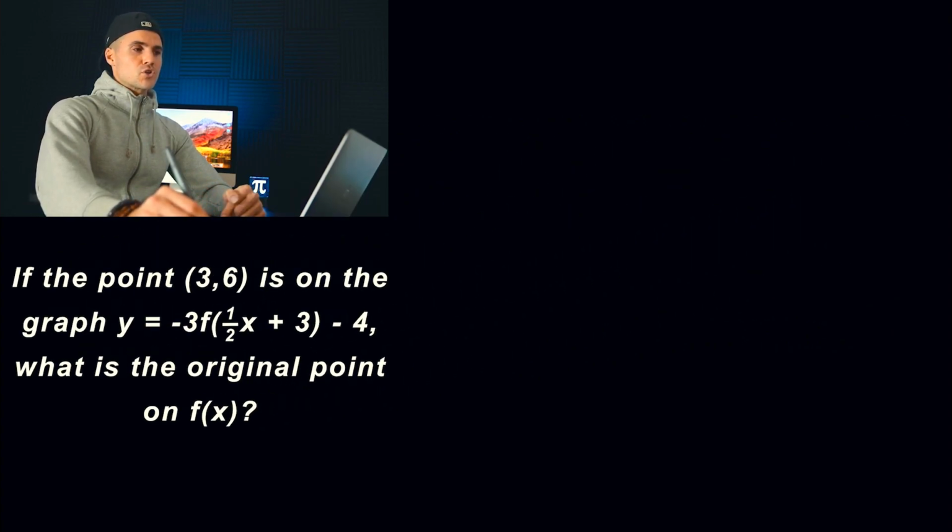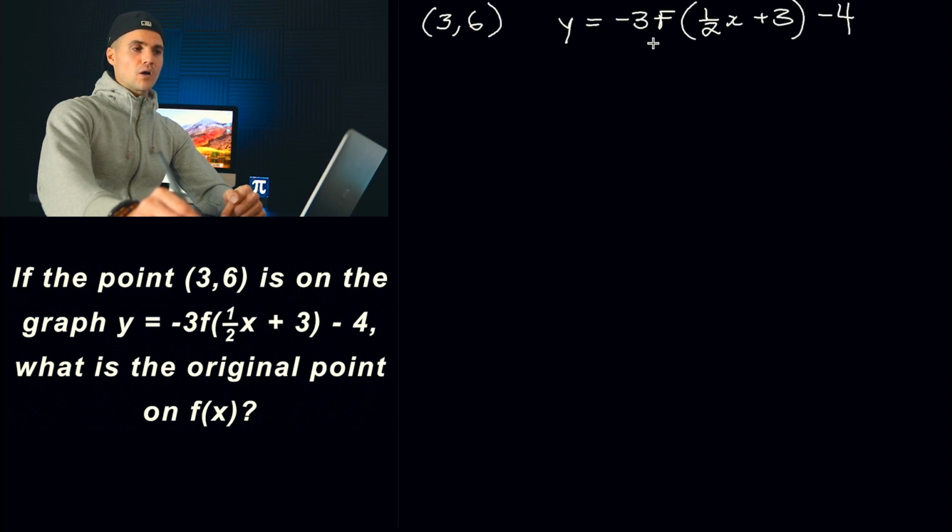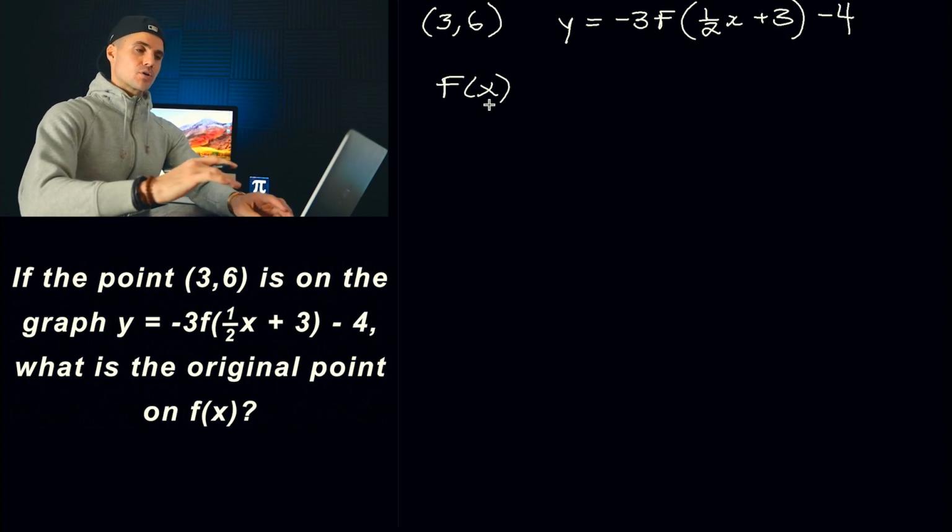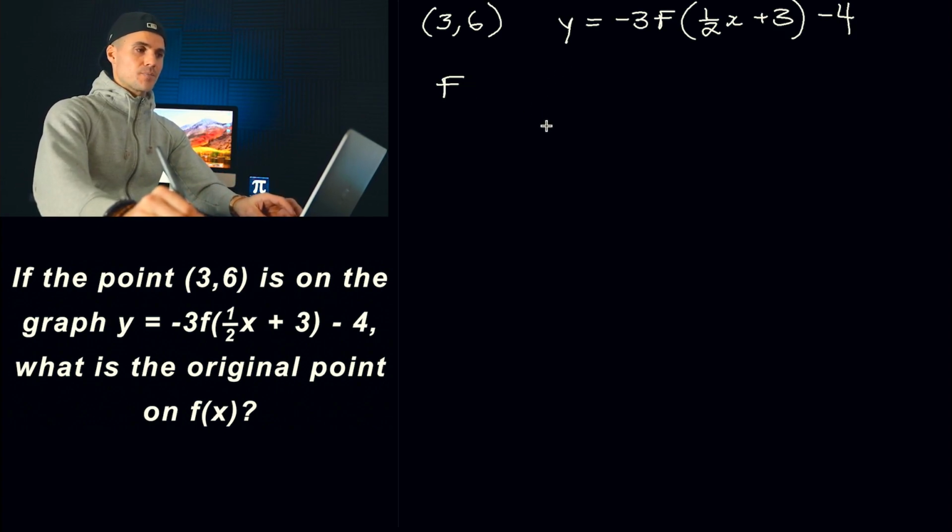So we're told that this point (3, 6) is on this transformed function, and what we have to do is find the original point on the parent function f(x). Okay, so this is kind of going backwards from what we're usually asked. So how to break this down?